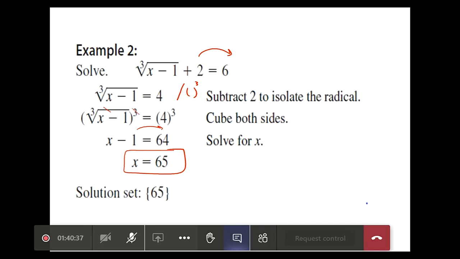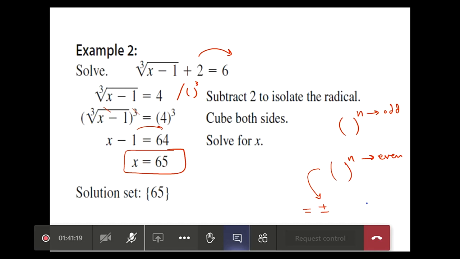Here, I don't write positive, negative. It's a cube. If we have odd, no need to put positive, negative. But if we have even, we must put positive, negative. Here, if we take the power n for both sides and we have even, we must put positive, negative, for both sides.